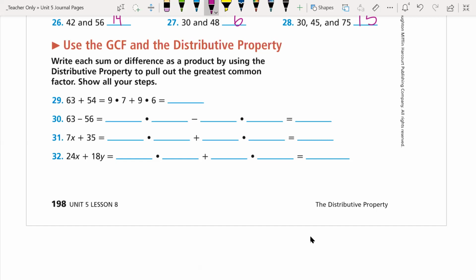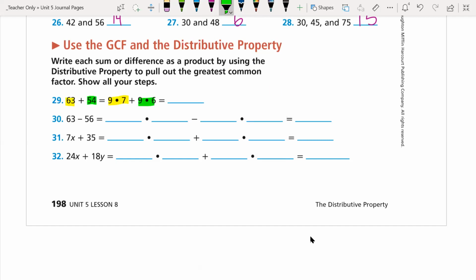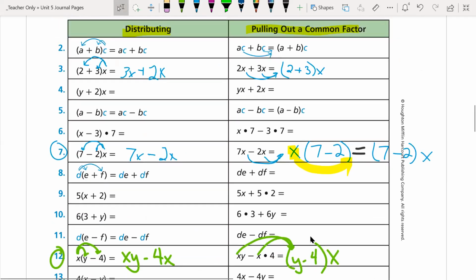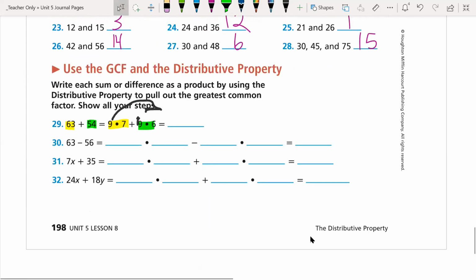Okay, so for 63, we took out 9 and 7. I'm just going to color code these real quick. For 63, we took out 9 and 7. And for 54, we took out 9 and 6. Now, using the distributive property, I'm going to take out a 9, right? What we practiced up here in the first step. We're pulling out, we're putting in, all that good stuff. And now what I'm going to pull out is a 9. And then what I'm left with is 7 plus 6.